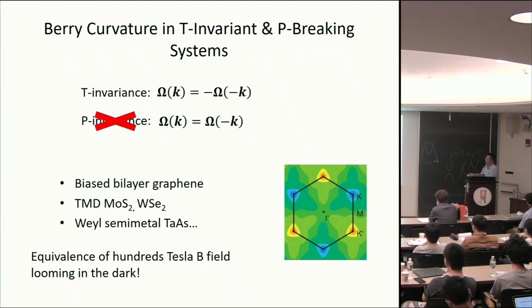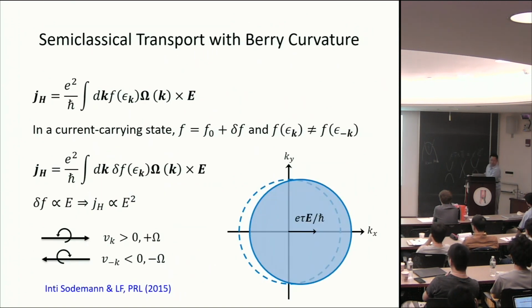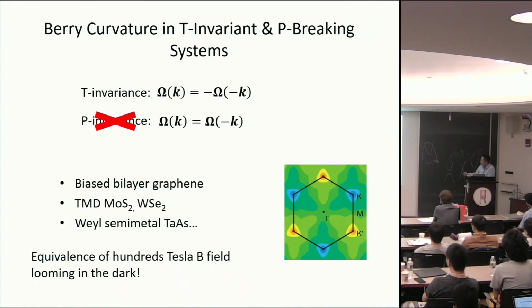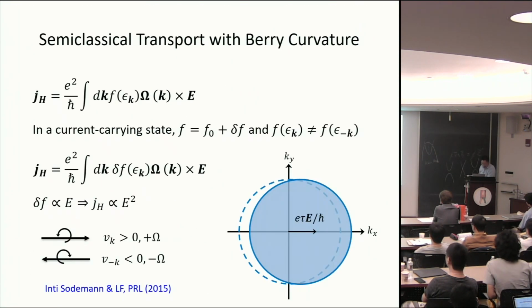The Berry curvature is very large in the vicinity of the K point, and it's equivalent to hundreds of Tesla magnetic field, right? But as Feng said this morning, overall the system, because the K and minus K states are equally occupied, the effect of such large Berry curvature is not revealed. So we have been thinking, is there a way to reveal the effect of this large Berry curvature in time reversal invariant but inversion breaking materials?